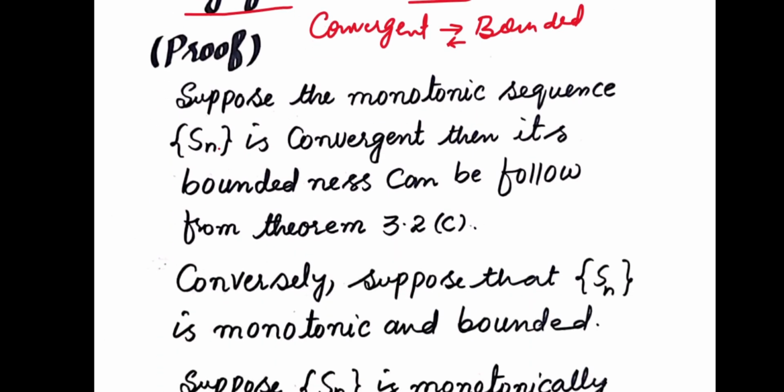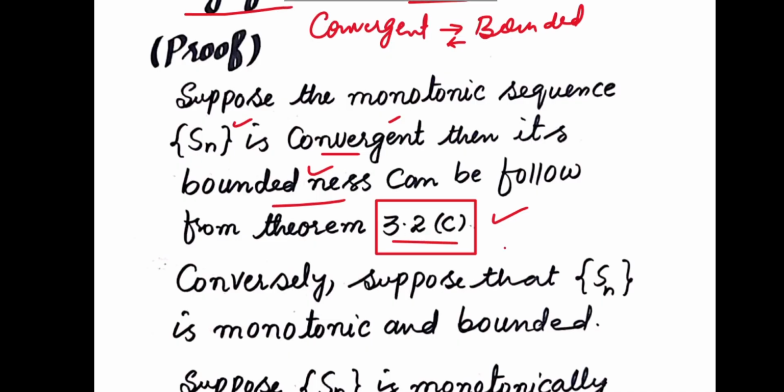Suppose the monotonic sequence Sn is convergent, then its boundedness follows from theorem 3.2c. I have already proved this theorem 3.2c, whose link is given in the description box. From this playlist, you can find the lecture that involves theorem 3.2c. In this lecture, I have shown that every convergent sequence is a bounded sequence. So this completes the first part of this theorem. That is, if your sequence is convergent, then it is automatically bounded for any metric space. So you can watch this video in which I have proved theorem 3.2c.